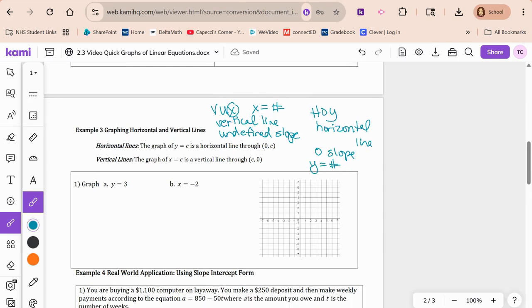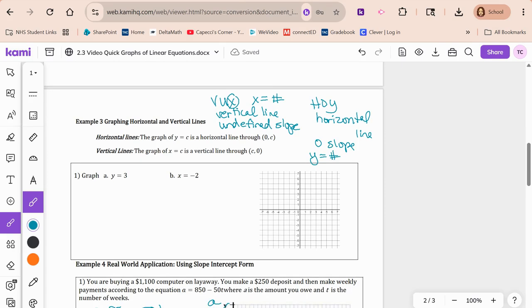Okay? So let's look at our graph. So I have y is equal to 3. That's a HOY. So remember that H is a horizontal line. So I'm going to go right at y is equal to 3 here. I'm going to draw a line all the way through. Now I know it's a line and not a point, because it has an equal sign, right? If I have something like a coordinate, that's a point. This right here is a line.